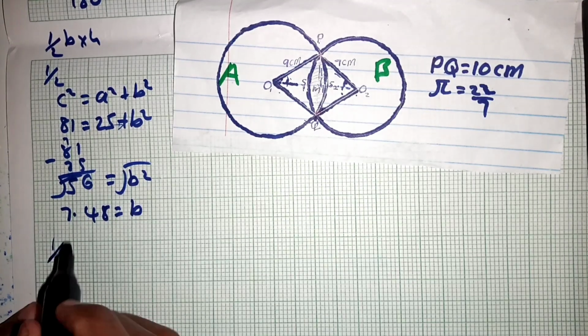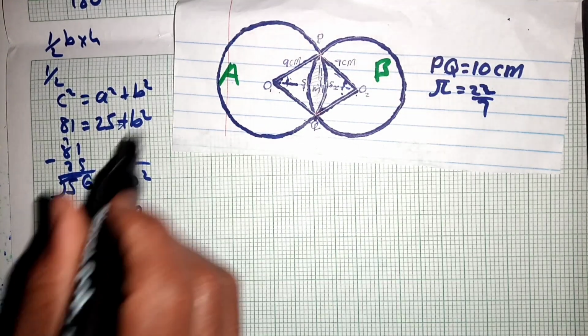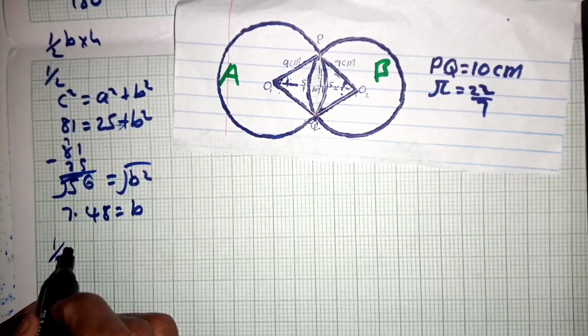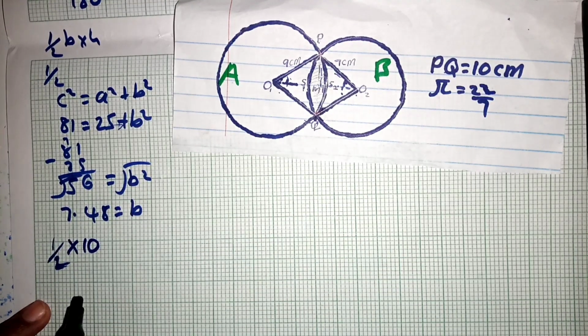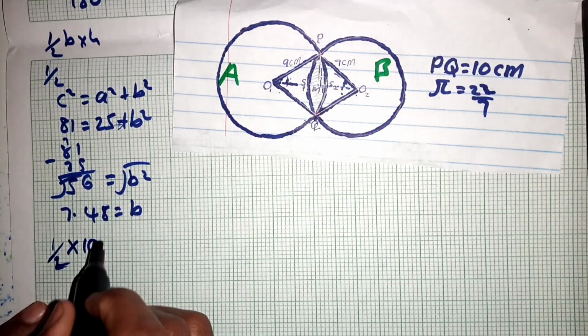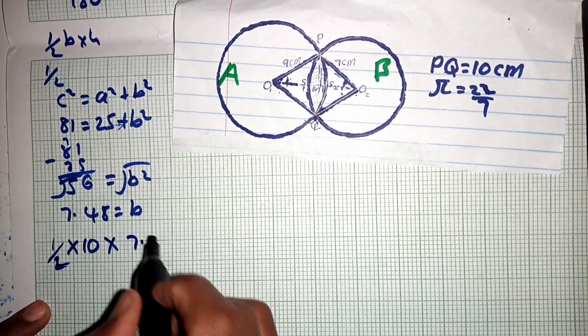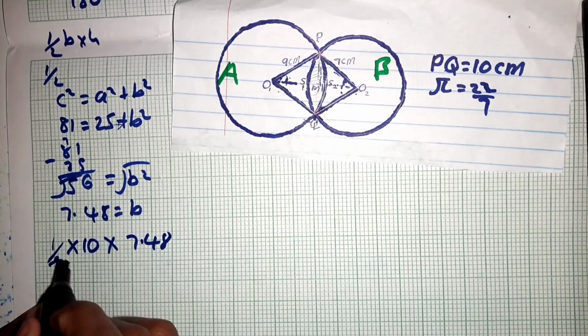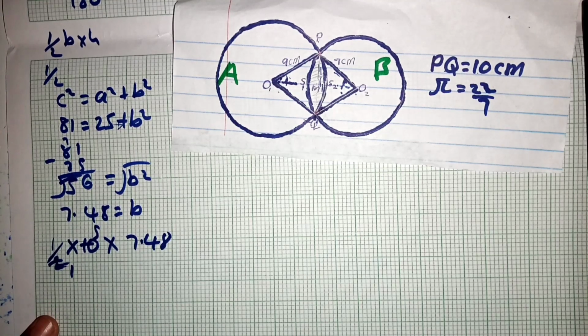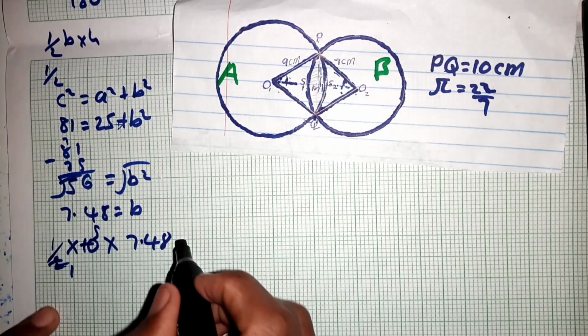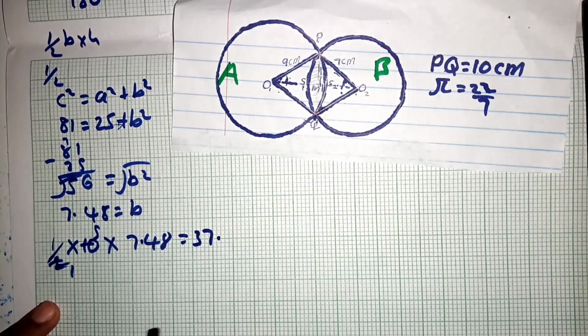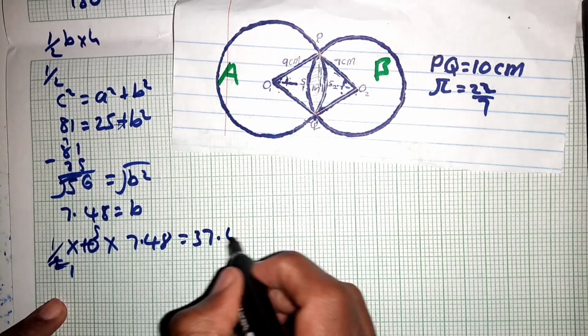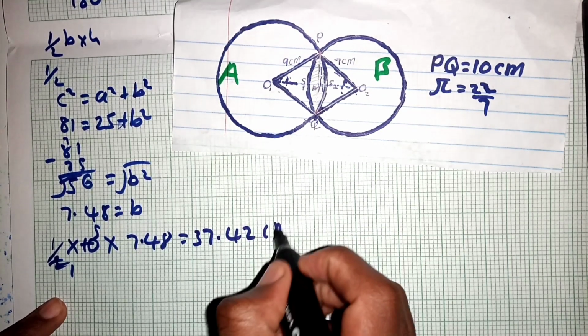A half times base, from here to here is 10, times height, 7.48. By here 1, by here 5. What do you get when you multiply? You get 37.42 centimeter squared.